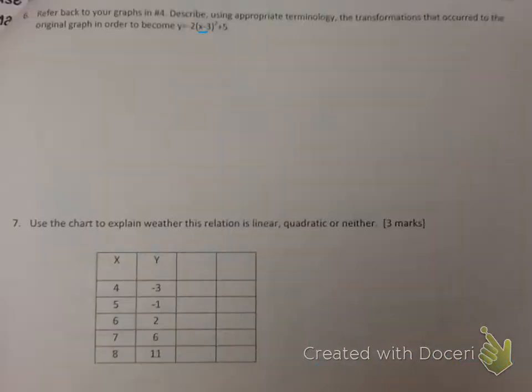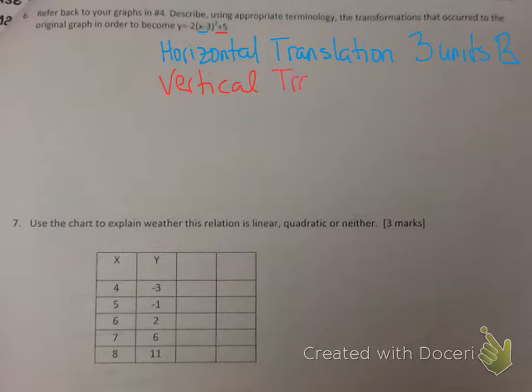Alright, so let's look at this question. Refer back to the graph at number 4 and describe using terminology the transformations. So, there's an x minus 3. We know what that minus 3 does. That minus 3 horizontally translates the graph 3 units to the right. So it's horizontal translation 3 units to the right. There's also a plus 5. That plus 5, vertical translation 5 units up.